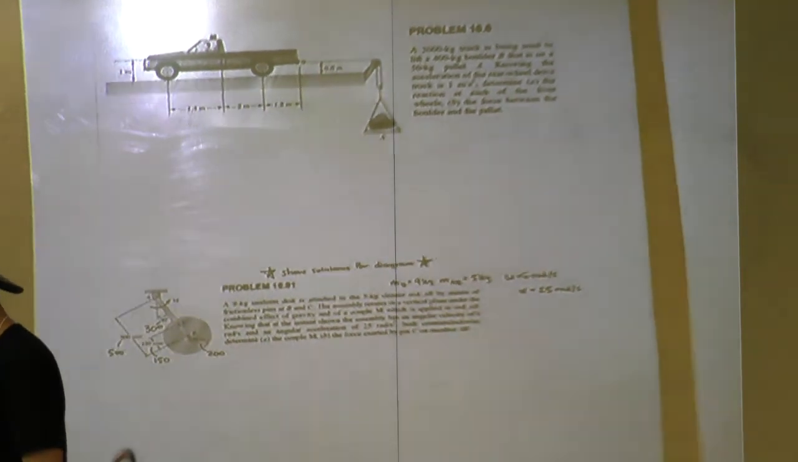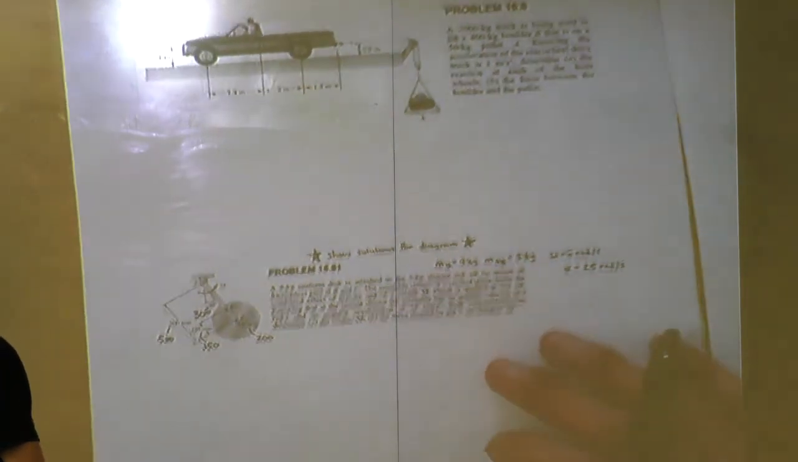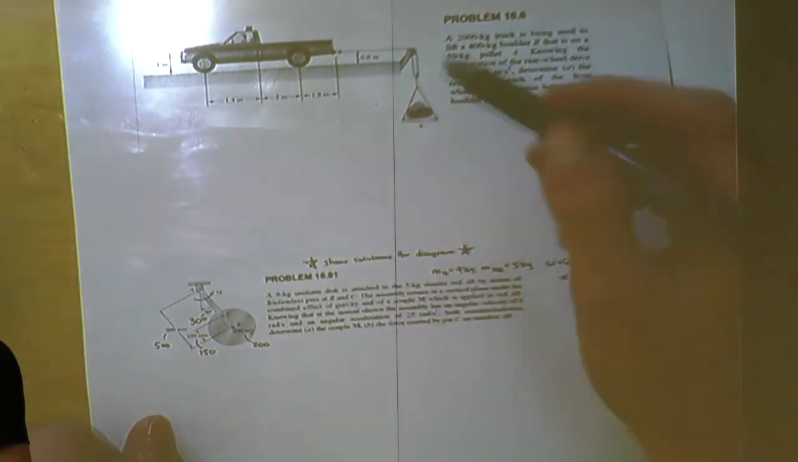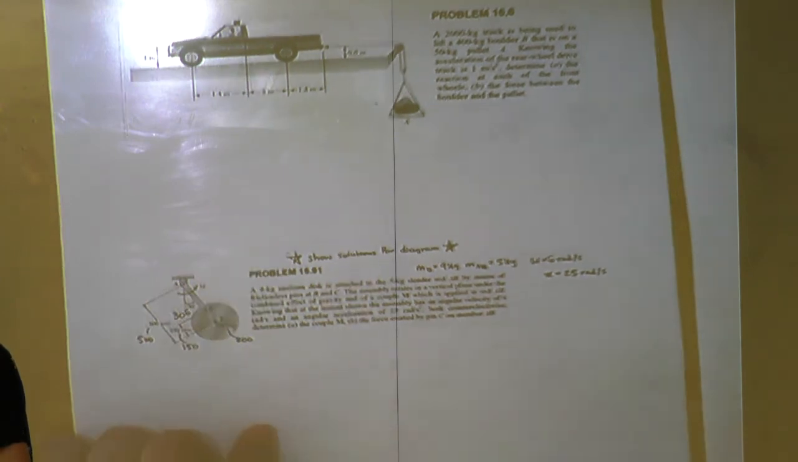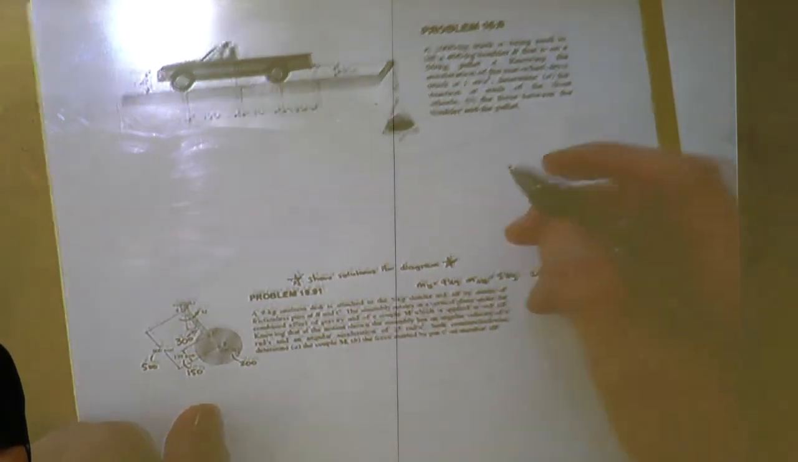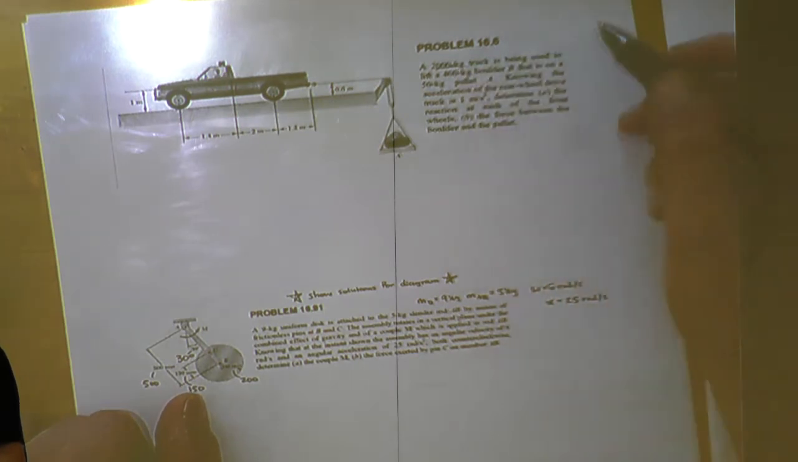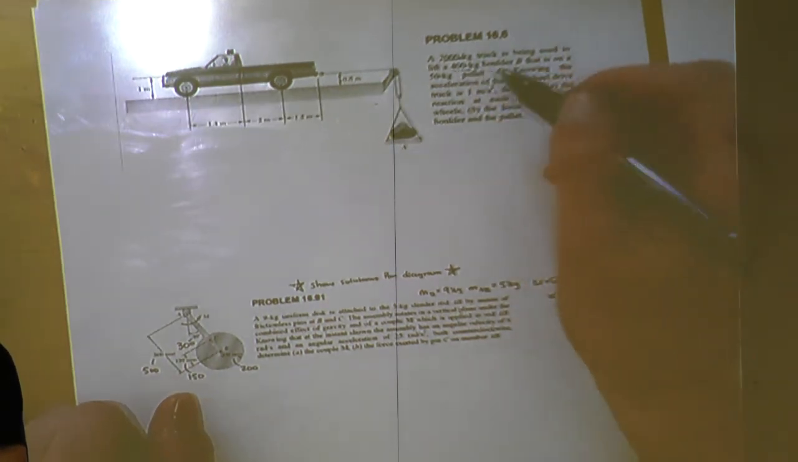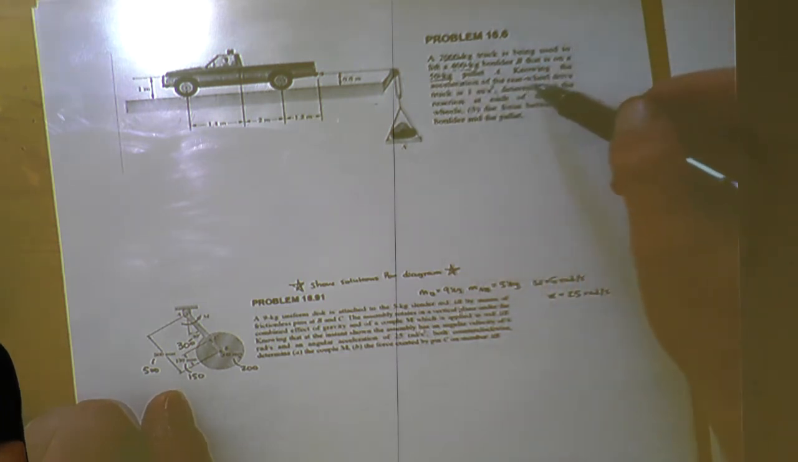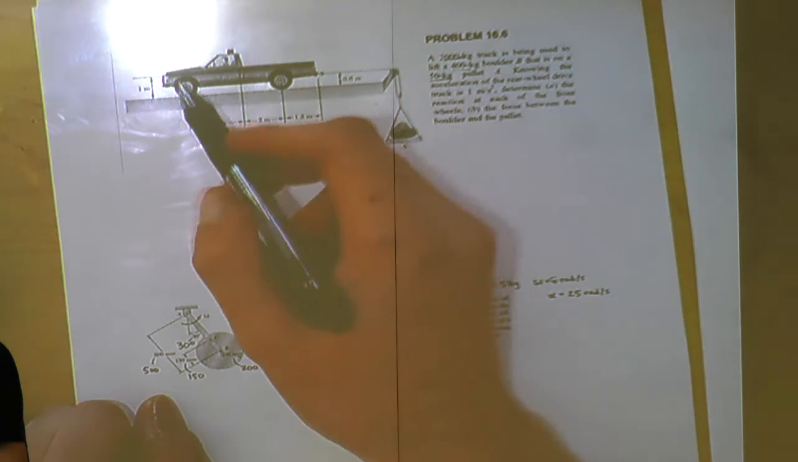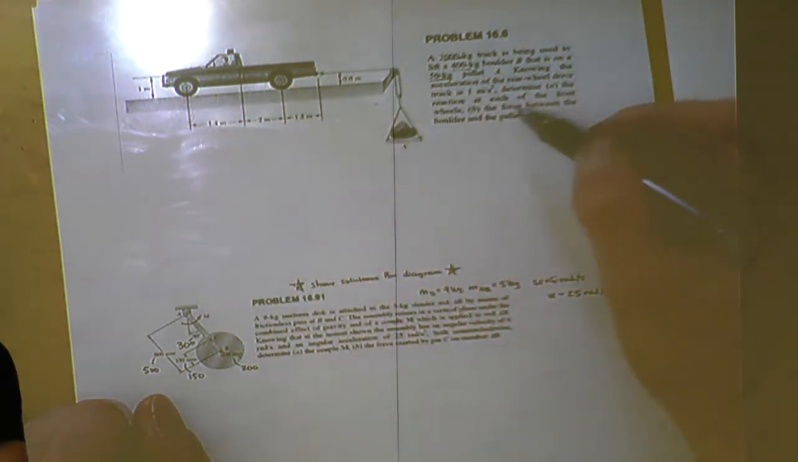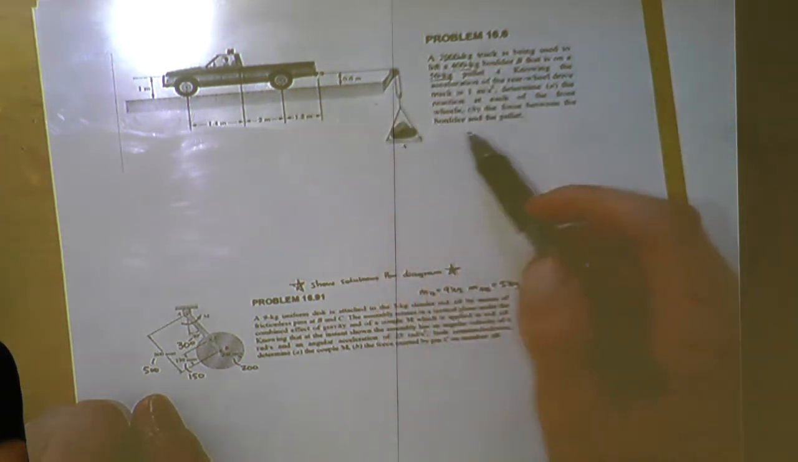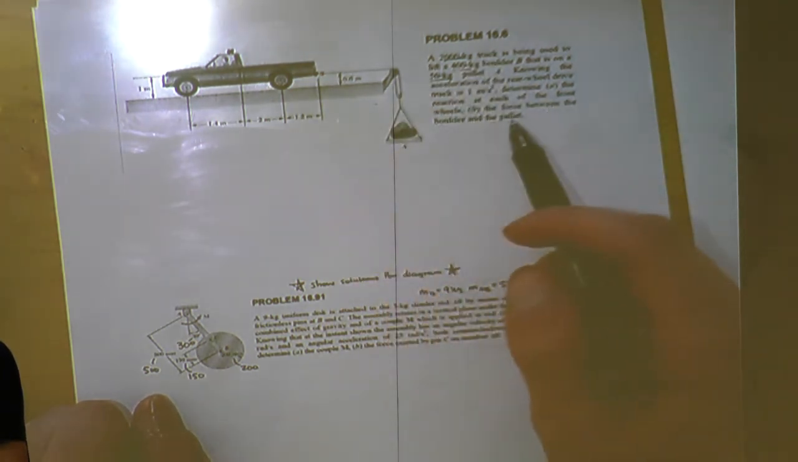So to start with, we're going to look at 16.6. This is very similar to one of the earlier problems I did, but just looking at some of the stuff we learned later on. We have a 2,000 kilogram truck. It's being used to lift a 400 kilogram boulder on a 50 kilogram pallet. Knowing the acceleration of the truck in the left direction is 1 meter per second squared, determine the reaction at each of the front wheels and the force between the boulder and the pallet.